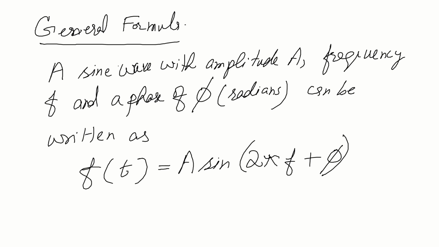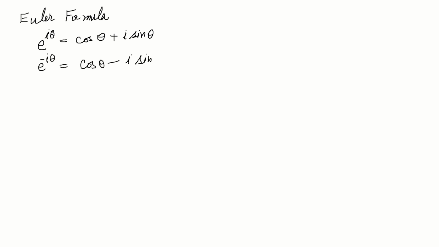Now the question is, how can we find the Fourier transform of a function which inherently contains sine waves with non-zero phases? In that case, our previous formula for the Fourier transform will not be useful. To incorporate phase in the Fourier transform, we use Euler formula, which is e raised to power iota theta is equal to cos theta plus iota sin theta, and e raised to power minus iota theta is equal to cos theta minus iota sin theta, where iota is under root minus 1.